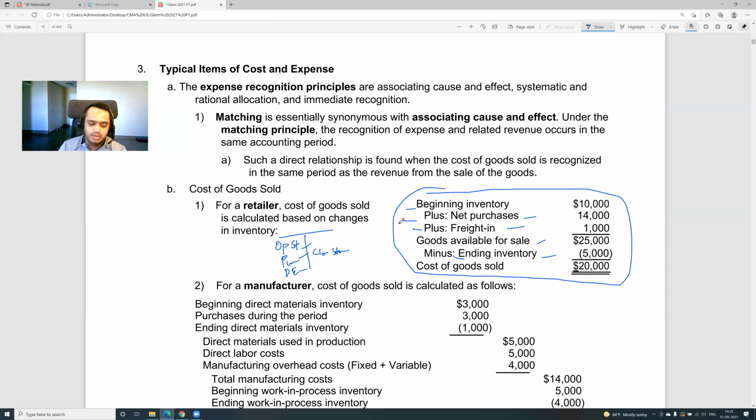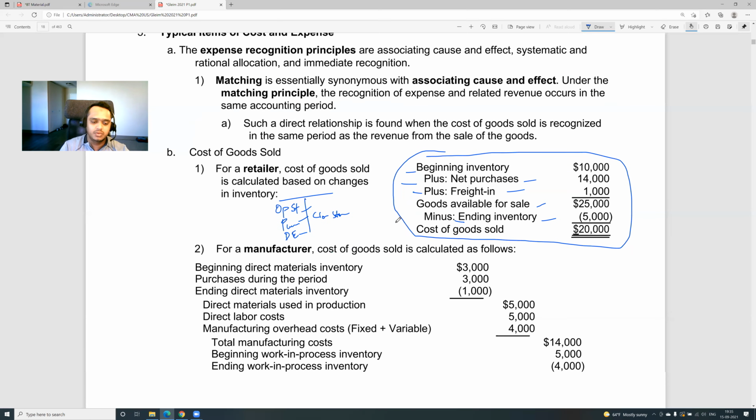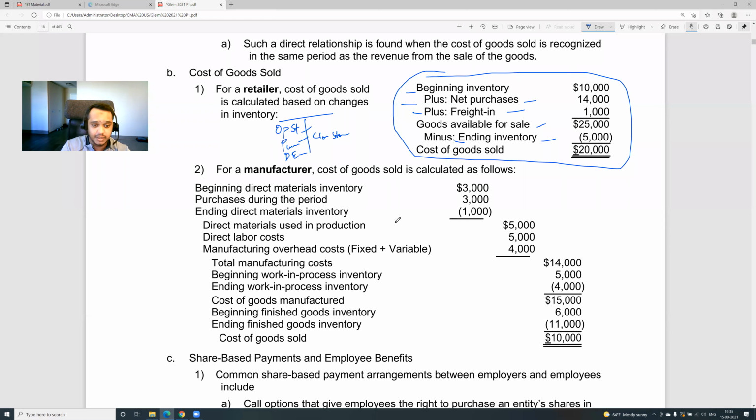Okay. For a manufacturer, cost of goods sold is almost the same. It's nothing but beginning direct material inventory, purchases during the period, minus ending inventory. So you'll have your direct material used in production, then direct labor, then overhead, fixed and variable, then total manufacturing cost. Then again you have that inventory which goes in cost, meaning the starting inventory, remove the closing inventory, then you get your cost of goods manufactured, cost of goods actually manufactured, and same goes on.